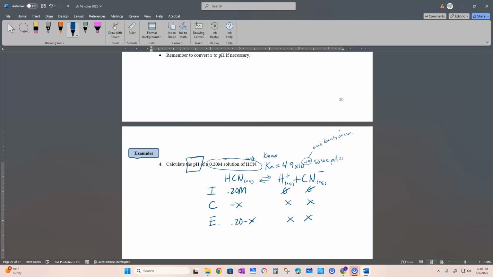Number 3, write my Ka expression, so my products over my reactants. Remember, don't include water. Now, this time, I actually know my Ka value, 4.9 times 10 to the -10. But I don't know anything else. So I can't use pH to solve for x. So now I'm going to have x squared, x times x, over 0.2 minus x.